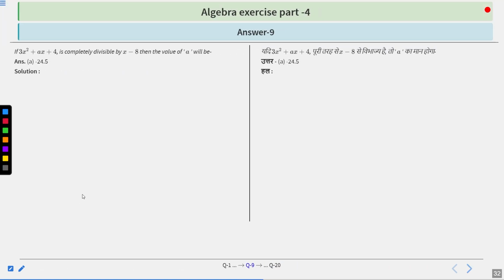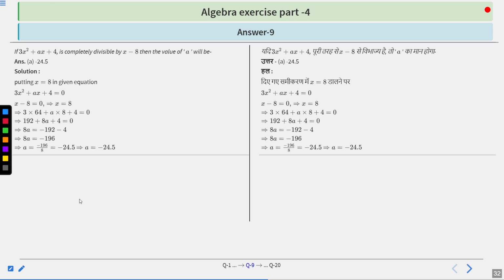Putting x equal to 8 in the given equation, 3x square plus ax plus 4 equal to 0. X minus 8 is 0, then x equal to 8. So putting the value of x equal to 8 in the equation, we have 3 into 8 square is 64, plus a into x is 8. So a into 8 plus 4 equal to 0.